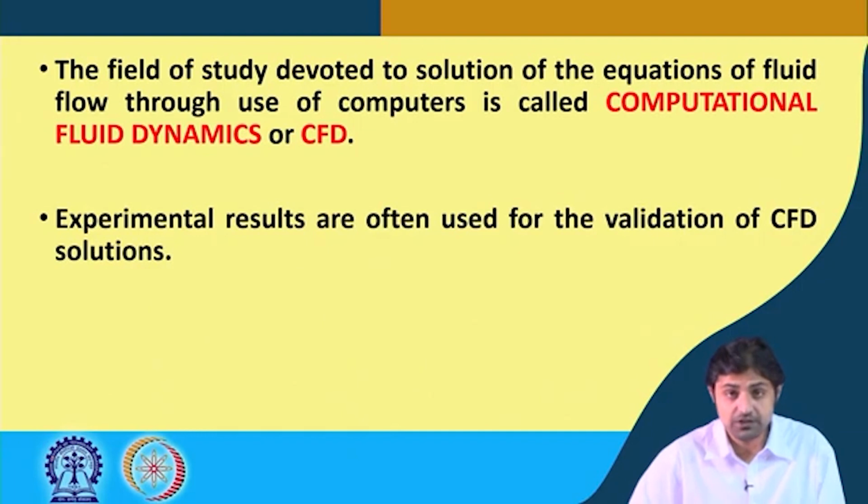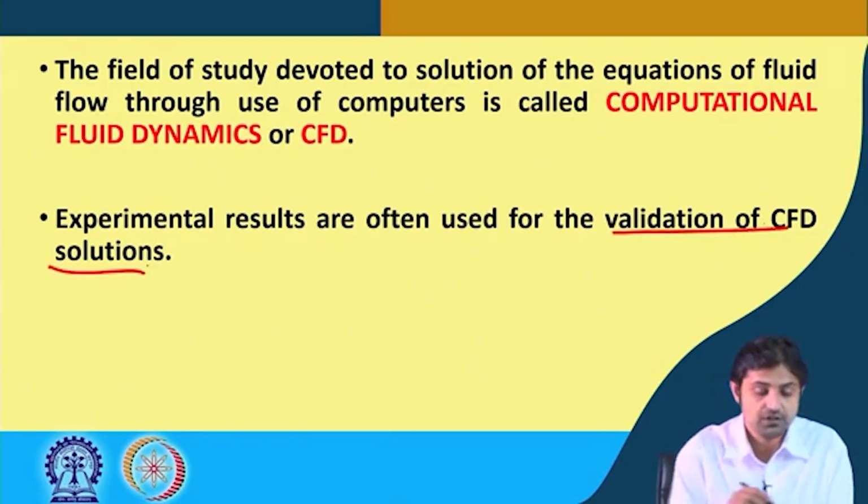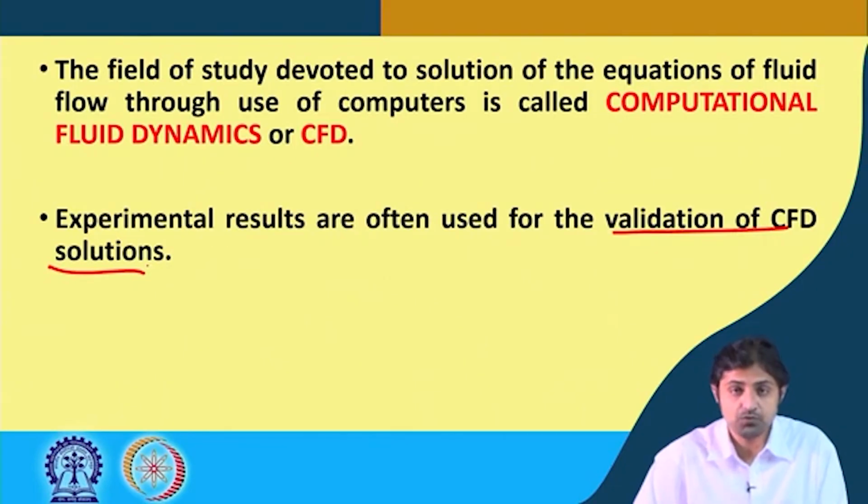In this field of study called computational fluid dynamics, experimental results are often used. What is the purpose of using those experimental results? They are used for validation of the CFD solution. If we use a computer to solve those equations and get some results, how do we know if they are correct or not?